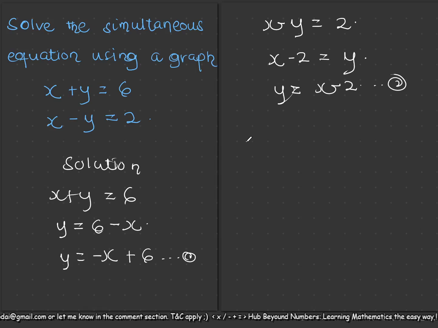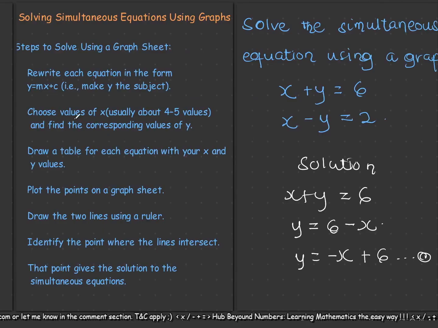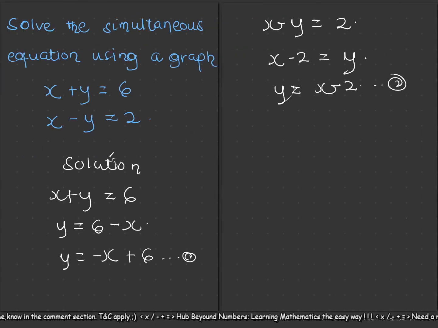So what we've done so far means that if you really want to use a graph to solve simultaneous equations, you should at least have a basic knowledge of plotting lines and interpreting lines on the graph. Now that we've done the first step, the second step says we should choose values of x and find the corresponding values of y. So we'll take a range of values for x and y, after which we plot those points.